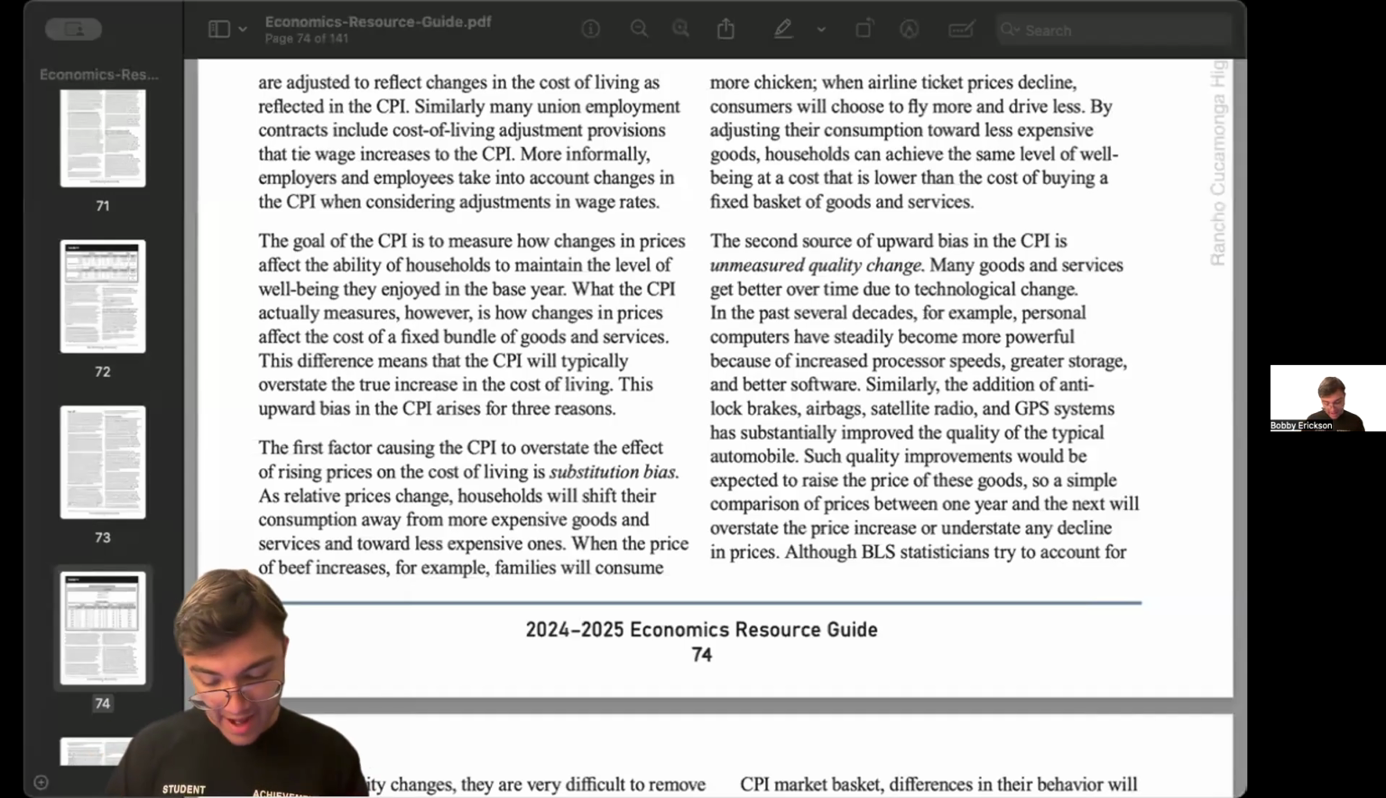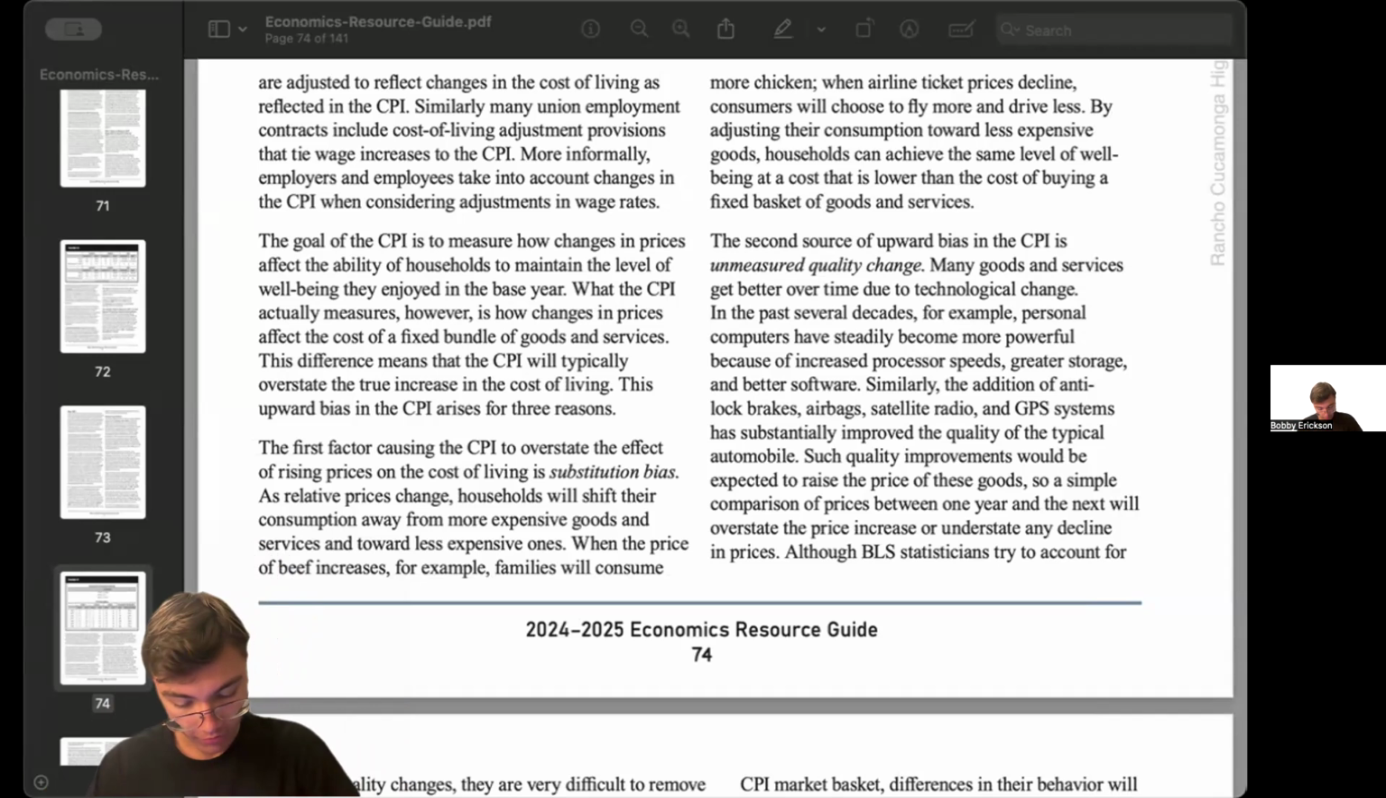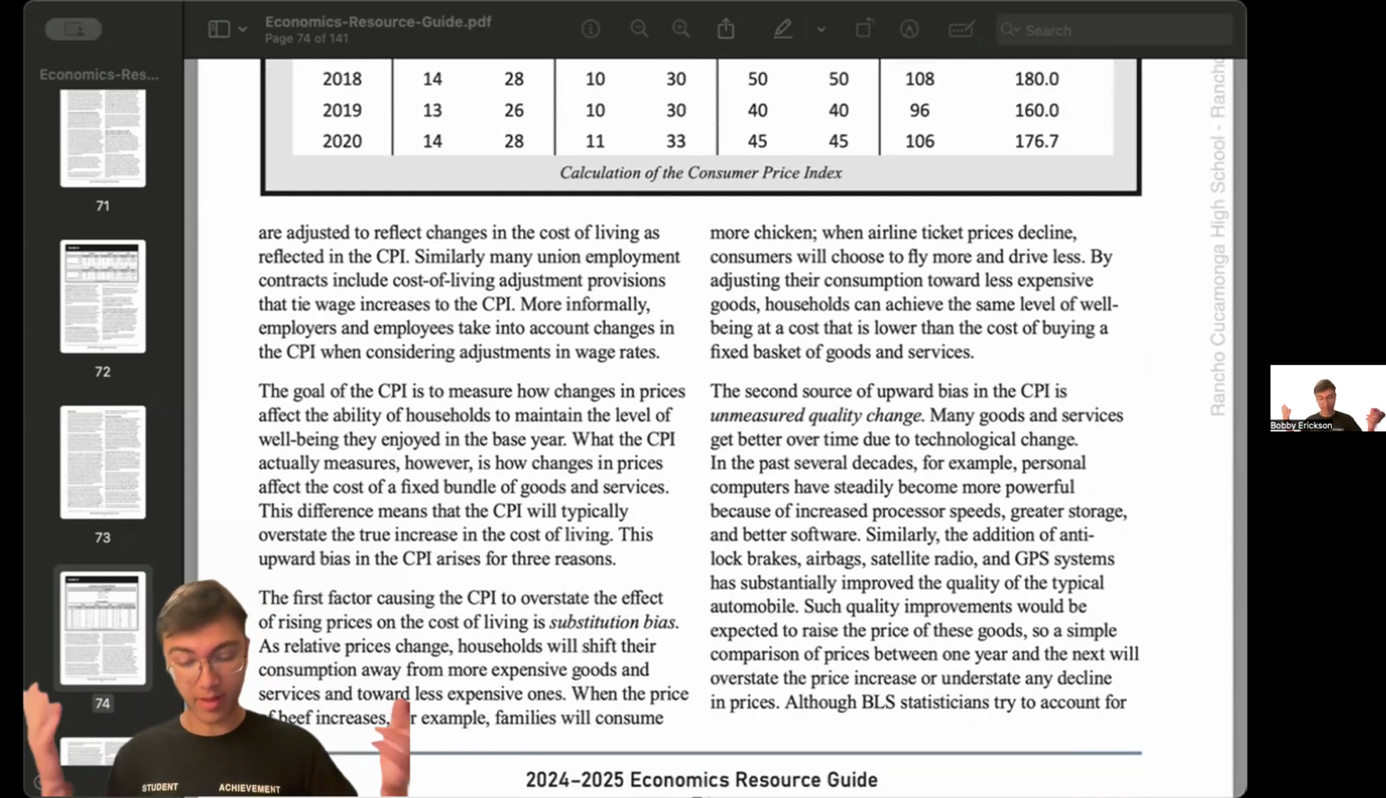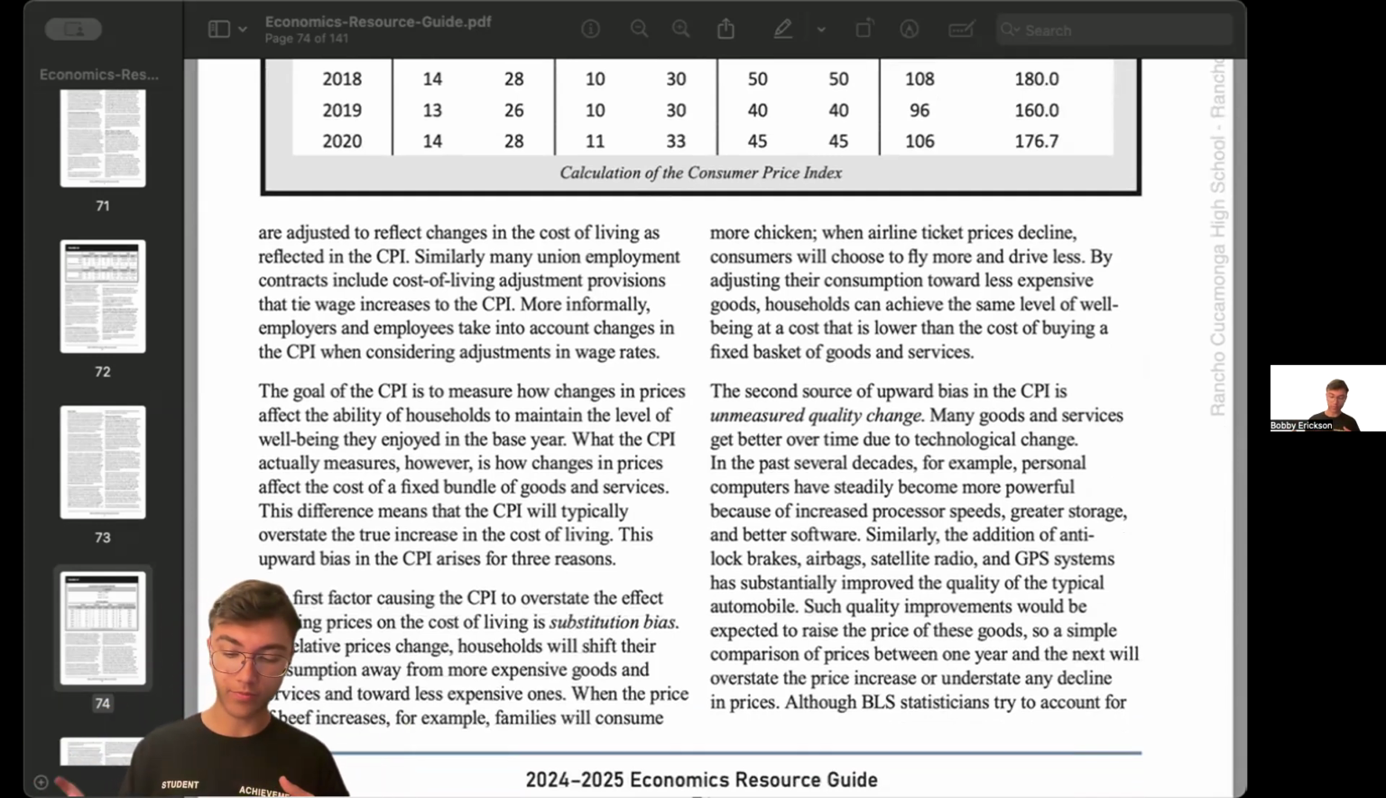So let's go ahead and explain what each of the factors for the upward bias in CPI are. The first one is the substitution bias. Households usually shift their consumption away from the expensive goods and services towards less expensive ones. So if the price of beef increases, then families will consume more chicken, and if airline prices decline, consumers fly more and drive less. And so they're adjusting this consumption towards less expensive goods. And so they can have the same well-being at a cost lower than the cost of buying that fixed basket.